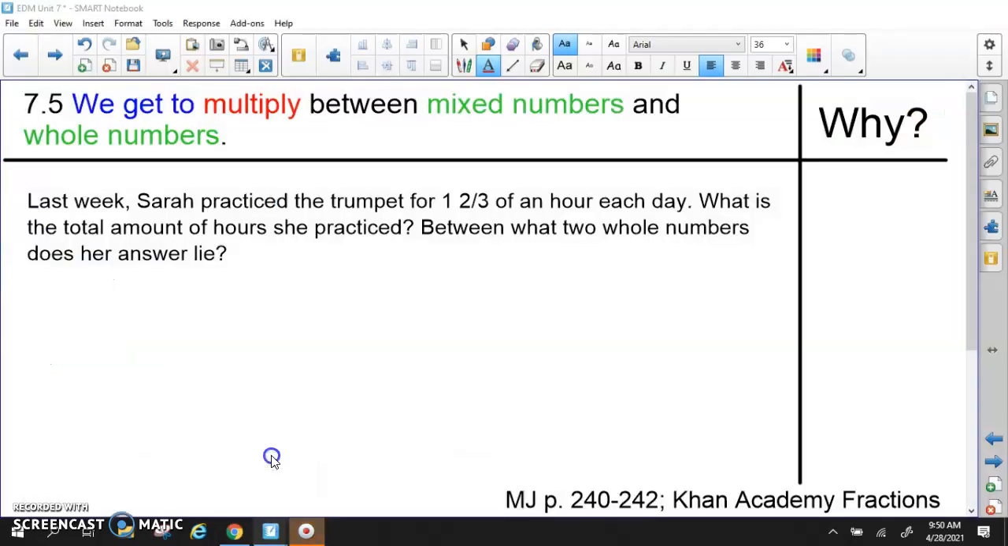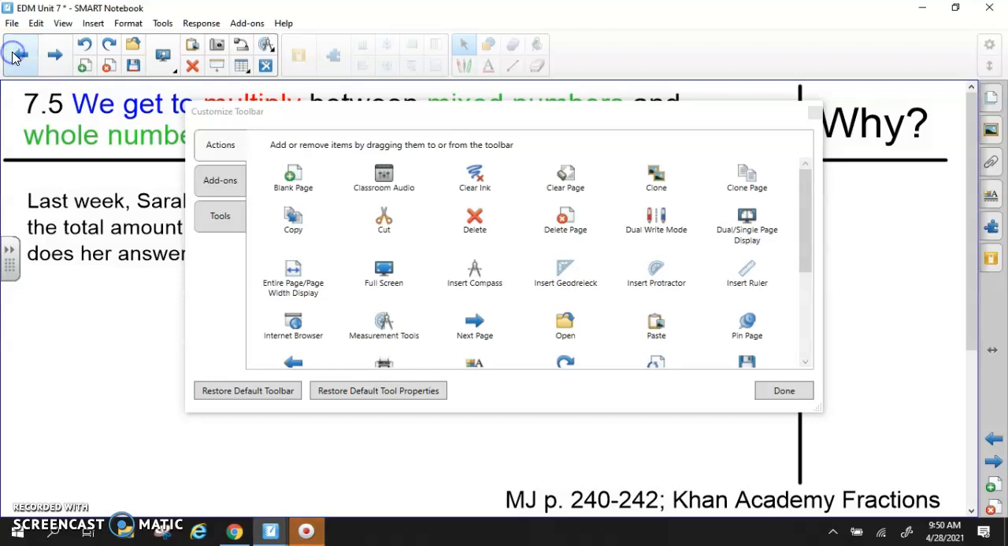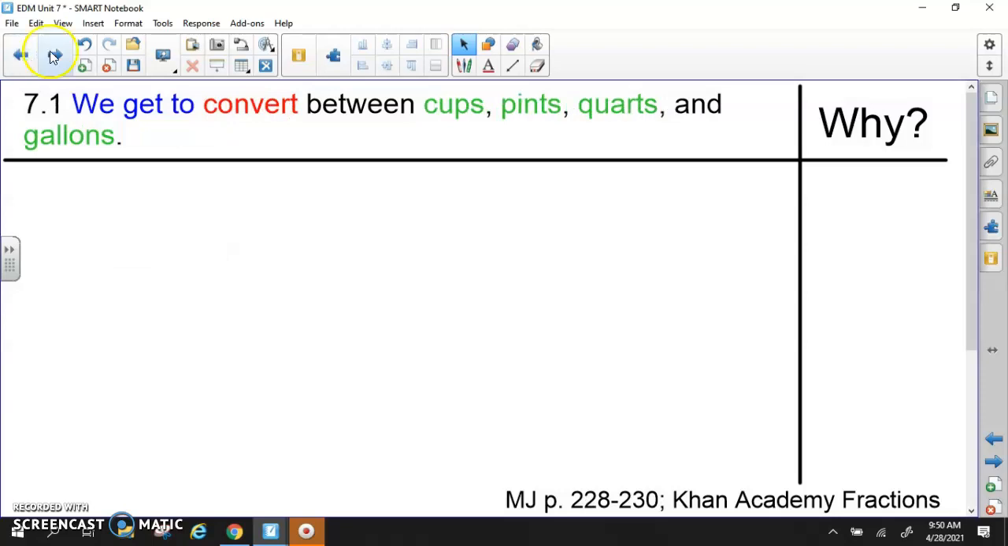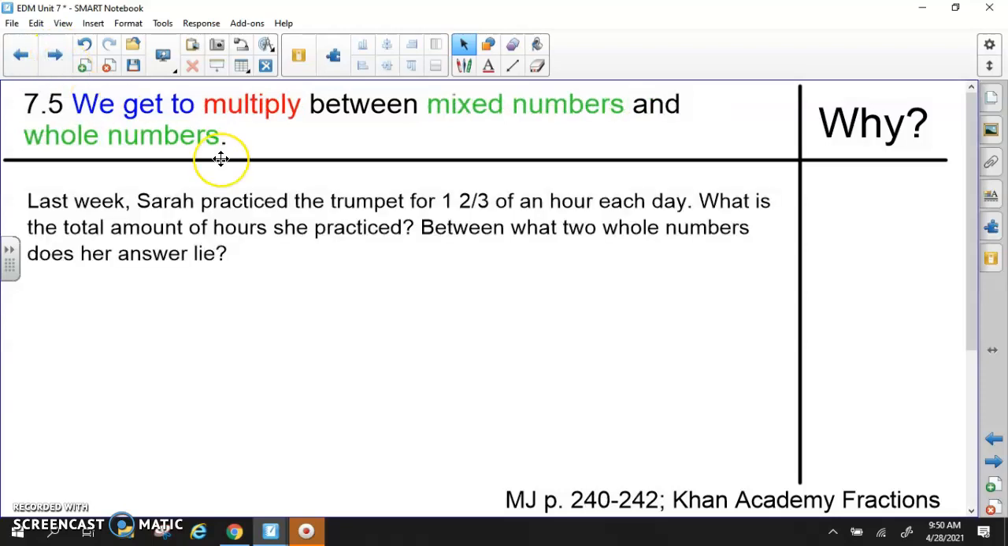Today we're working on 7.5, and a lot of the same work we've been doing in the last couple of days with multiplying fractions. Multiplying fractions has been our purpose on this. This time we get to multiply between mixed numbers and whole numbers. And if you recall, a mixed number is when there is a whole and a fraction. So for instance, 2 and 1/2 is a mixed number.